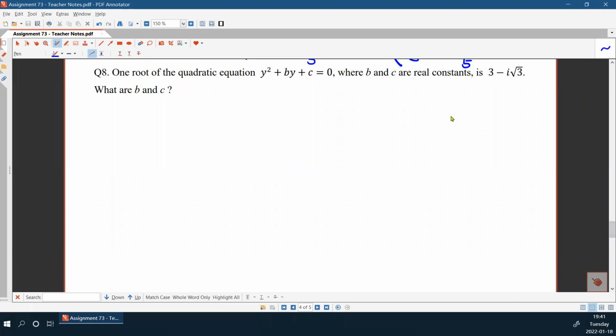Okay, so let me ask you a question. If all the coefficients, apparently a here is 1, right? And b is just b, c is just c. If all the coefficients are real, and we know one of the solutions is 3 minus i times the square root of 3, can you guess what is the other root?